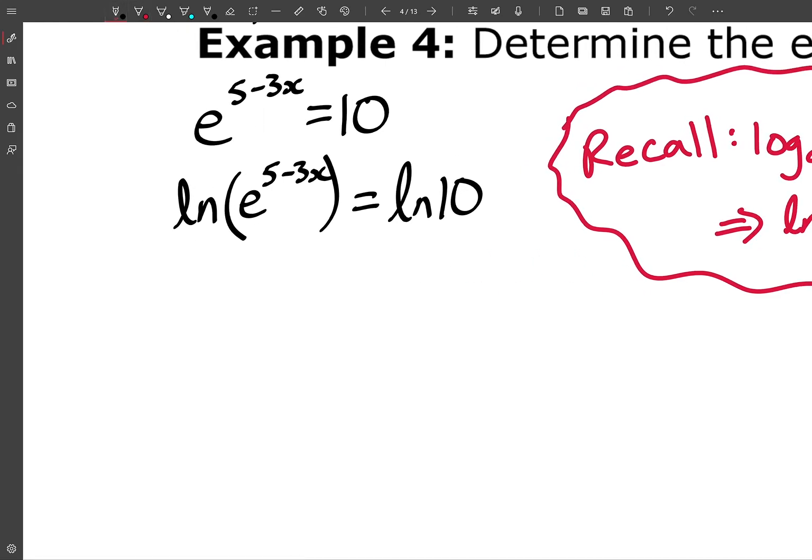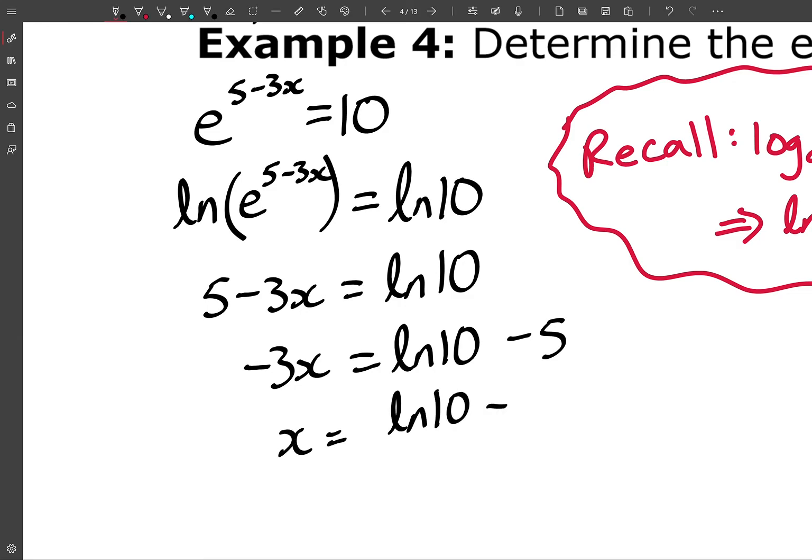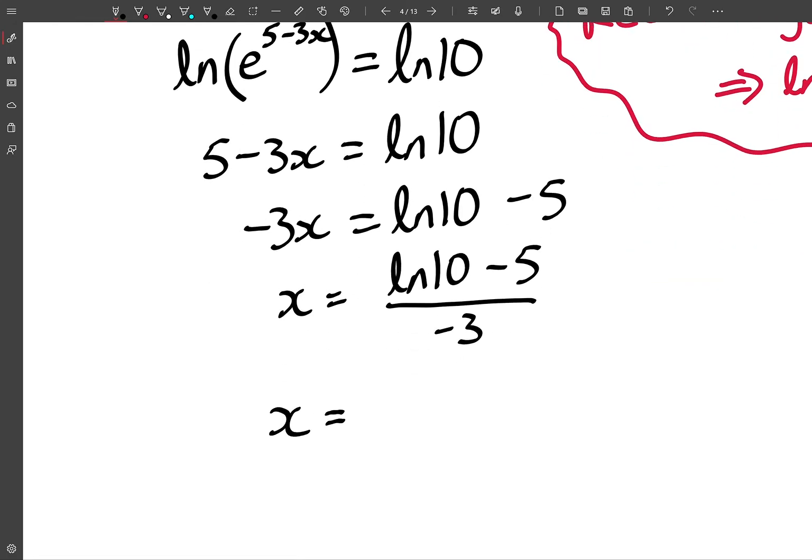So what that tells you is that the natural log of e to the power of 5 minus 3x is just 5 minus 3x, which is equal to ln 10. So what I can do now is just isolate for x, like I always normally do. So this is ln of 10 minus 5, and x is equal to ln 10 minus 5 all over negative 3, or a better way of writing it, divide out the negatives there, and I get 5 minus natural log of 10 all over 3. Bada boom.